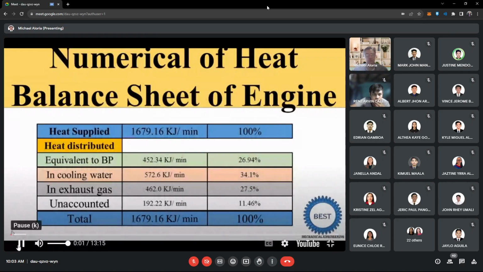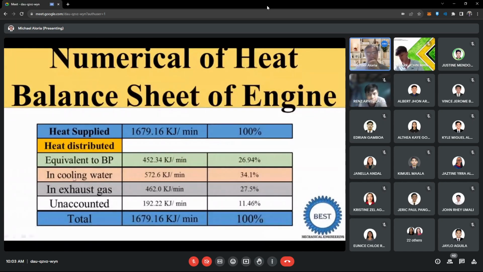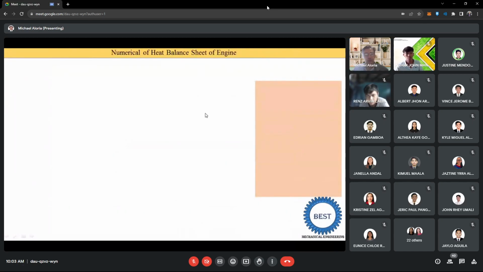In this video, I discuss how to solve the numerical of heat balance sheet of the engine. In these examples, we find out what is the heat supply and what are the heat distributed, means heat equivalent to brake power, in cooling water, in exhaust gas and unaccounted heat losses. So first we understand the problem statement, then the given data, and then we solve the examples.